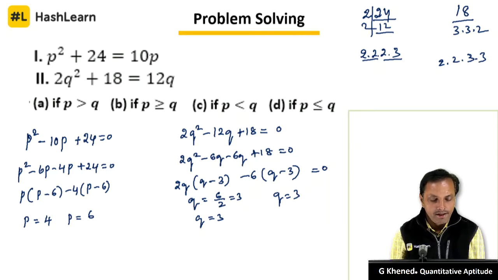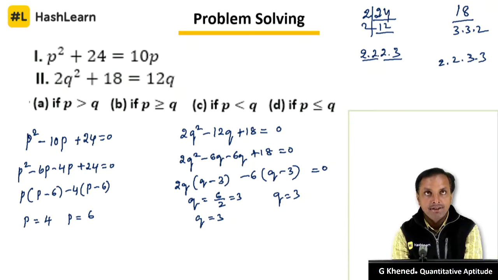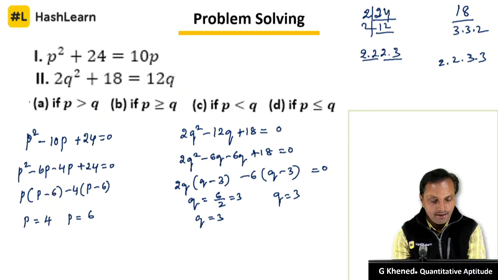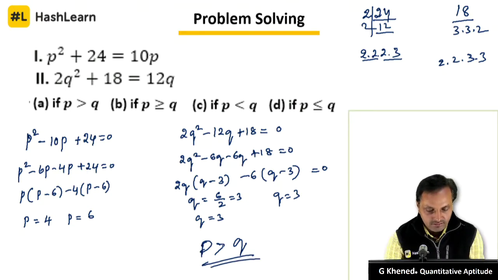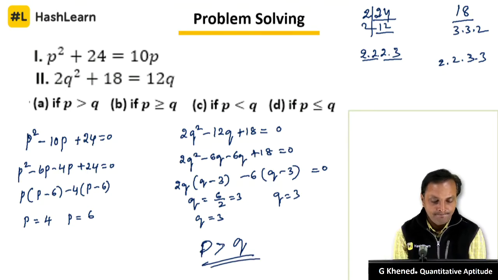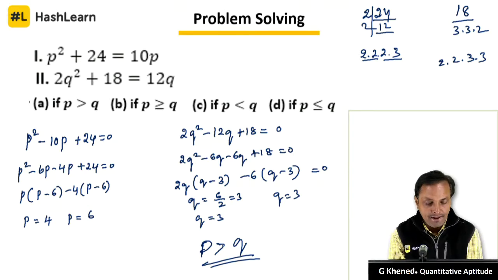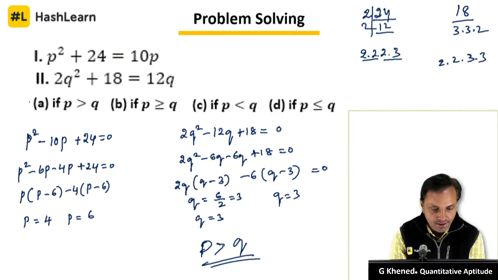So you are observing here the value of q is 3 and the value of p is 4 and 6. So what you can say, the value of p is greater than q, option A, the value of p is greater than q.